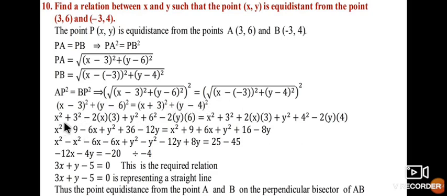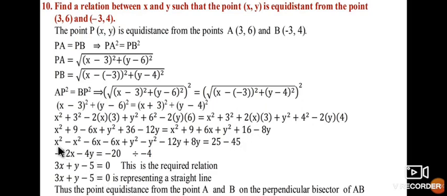Now we expand using (a minus b) whole square, which is a square plus b square minus 2ab. Similarly, (y minus 6) whole square is y square plus 6 square minus 2 into y into 6, which is equivalent to (x plus 3) whole square, (a plus b) whole square, that is x square plus 3 square plus 2 into x into 3. Remaining (y minus 4) whole square, (a minus b) whole square, is y square plus 4 square minus 2 into y into 4. That is x square plus 9 minus 6x plus y square plus 36 minus 12y is equivalent to x square plus 9 plus 6x, y square plus 4 square is 16, minus 8y.